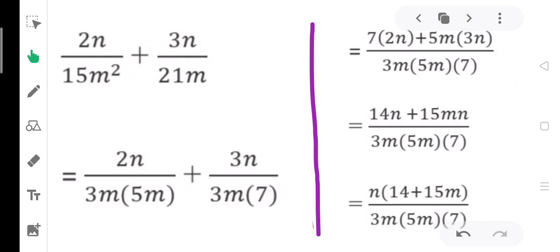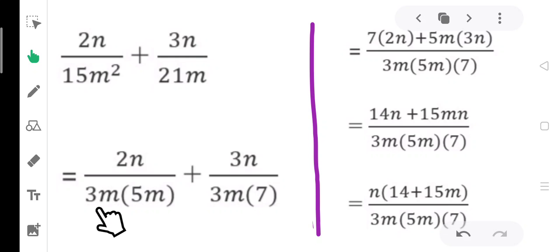So another one. We have 2n over 15m squared plus 3n over 21m. To find the LCD, let us factor first the denominators so we can find the least common denominator. The factors of 15m squared are 3m and 5m. And for 21m, we have 3m and 7. Just copy the numerators 2n and 3n. And then the LCD would be the least common denominator.